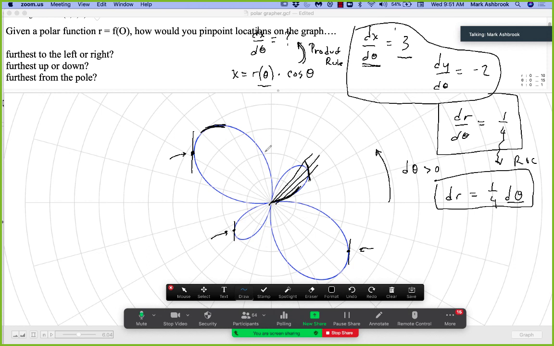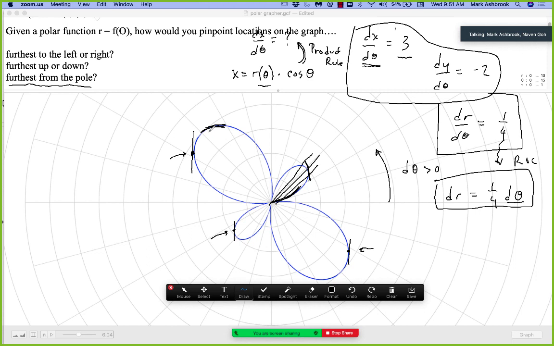How would we get points furthest from the pole? So here's a local point that's furthest from the pole. Here's another one. Here's another one. How would we pinpoint those points? dr d theta equals 0. So she wants dr d theta equals 0. What about the rest of you? Agree with that? Yeah, I agree. Yeah, right.